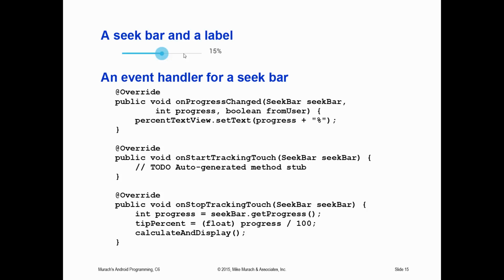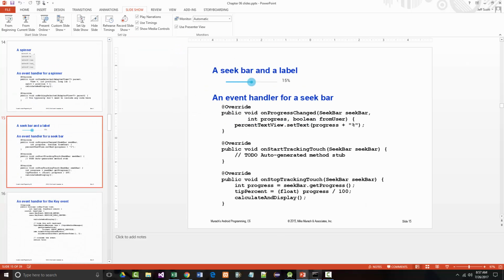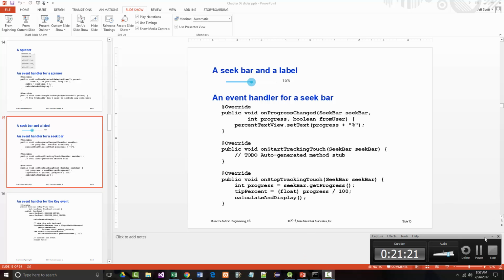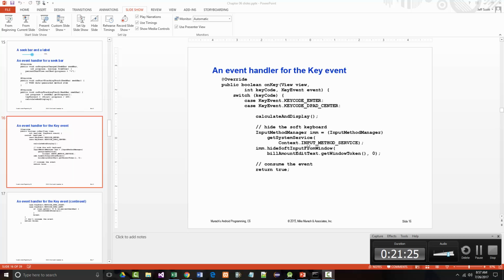I think what I'm going to do is, I'm at 21 minutes, so I'm going to stop right now, and I'm going to pick it up on page 180, where we'll start on how to handle the low-level events. We'll start with a key event, then we'll go to the touch event, and then we'll go back and look a little bit more at our tip calculator program. So I'll be back to take a look at that in just a couple minutes.